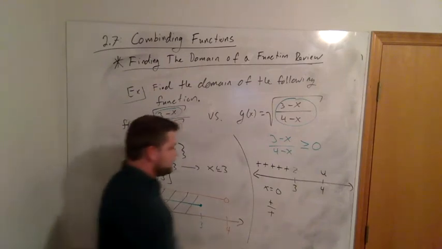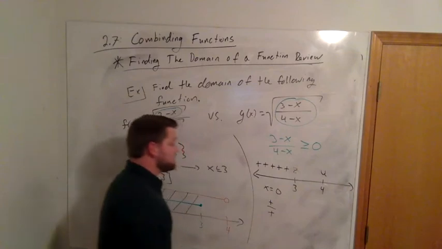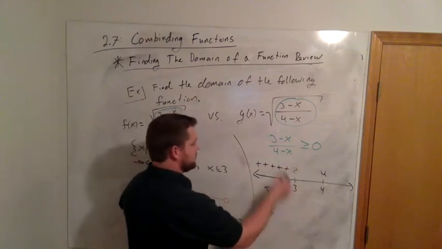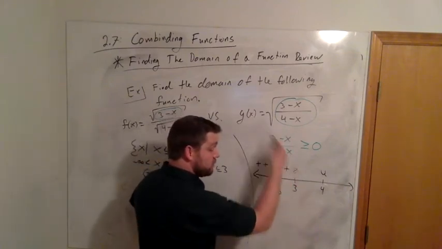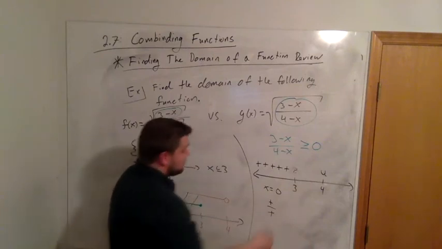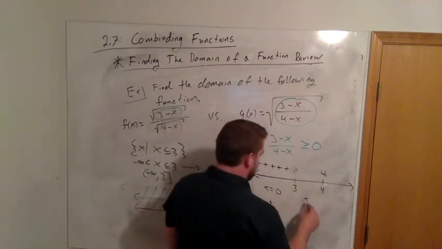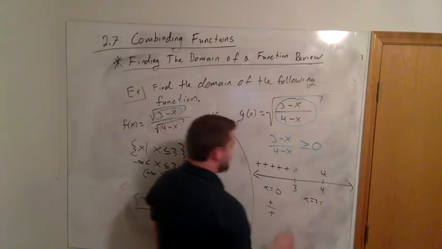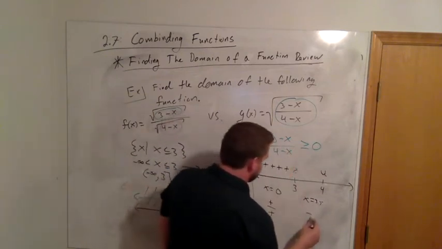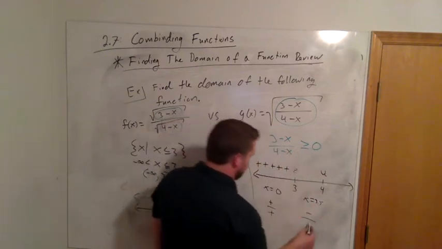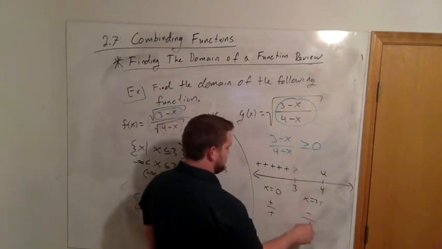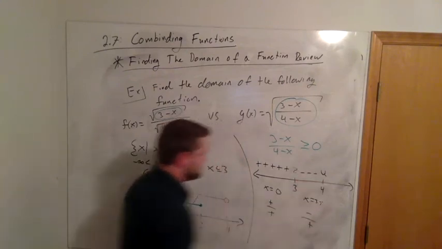If I'm between 3 and 4, one way you could think about it is the multiplicity of the 0 at 3 is 1, so it has to cross through. If you don't like that argument, you could pick a number between 3 and 4. How about 3.5? So 3 minus 3.5 is a negative number, and 4 minus 3.5 is a positive number. A negative divided by a positive is a negative.